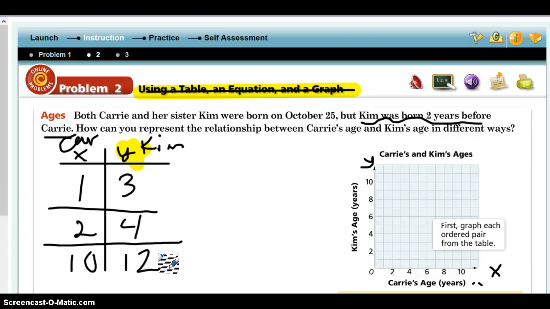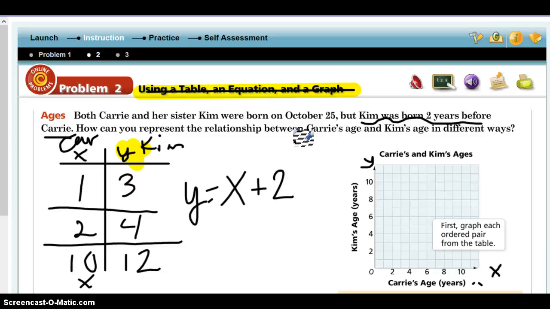Well then, if Carrie is X, Kim, what do I do to get there? Well, it's whatever Carrie is plus 2. That's my equation. And we're going to do a ton of pattern stuff like this, writing equations, which is great fun, and that will come further on in the year. Then we're also going to graph that.